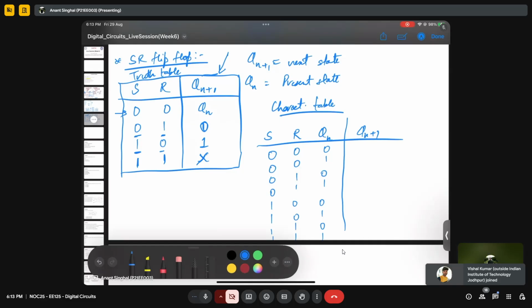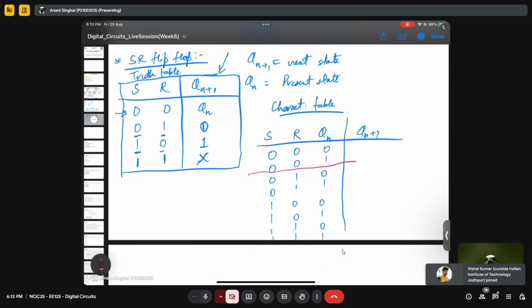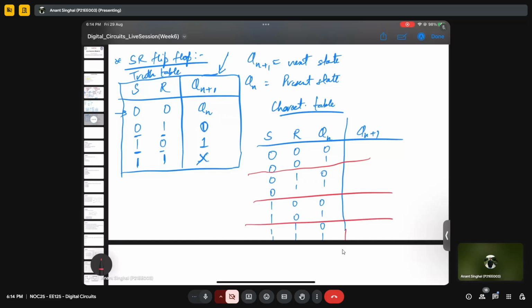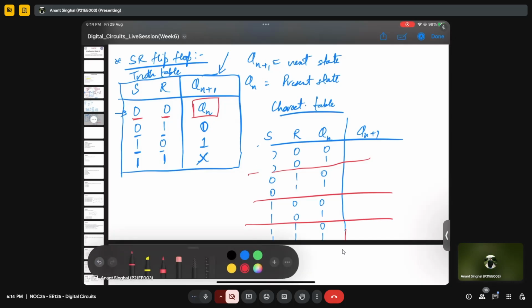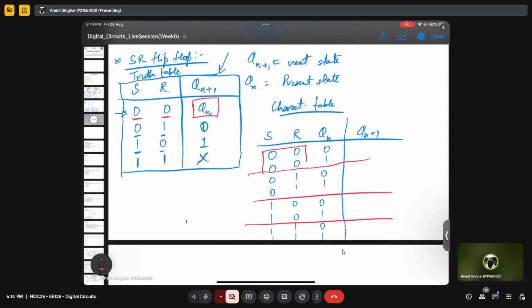I want your help in solving this, so please be attentive and interactive. As I said in the initial table, when both S and R are 0, it retains the present state. So in these two cases, when S and R are 0, what will be Qn plus 1? Yeah, it will be Qn, right? So Qn is this. So it will be 0 and 1.